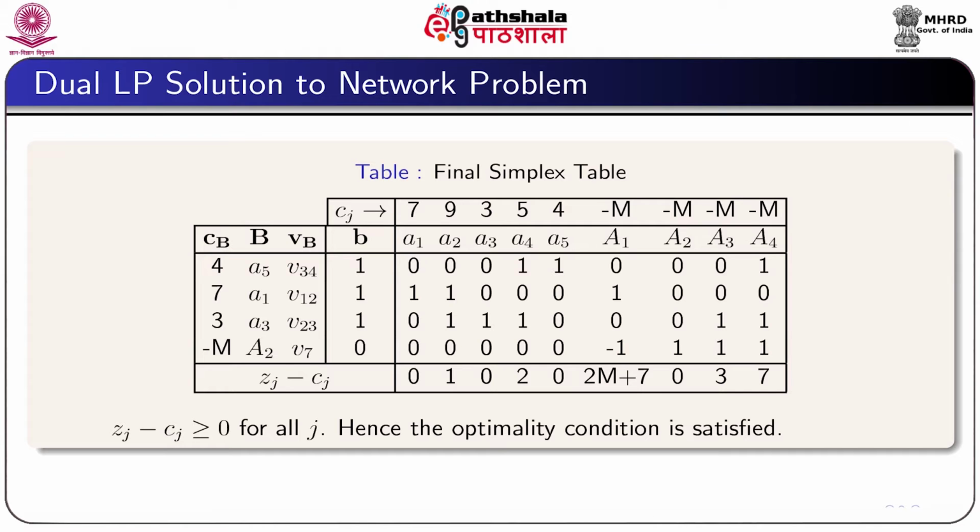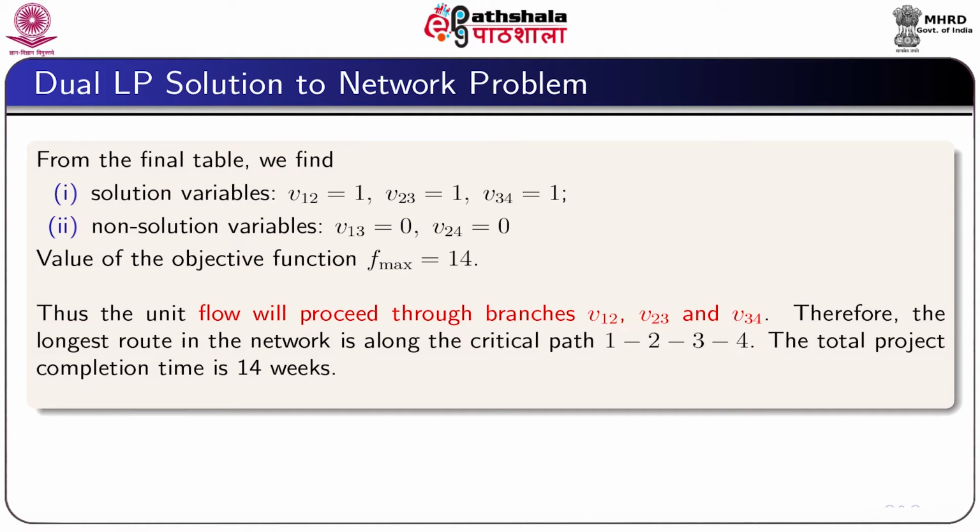And from the final table, we read the solution as v12 equal to 1, v23 equal to 1, v34 equal to 1, and the non-solution variables are v13 equal to 0, v24 equal to 0, and the value of the objective function f max is equal to 14. Thus, the unit flow will proceed through the branches v12, v23 and v34. This means that the longest route in the network is along the path 1, 2, 3, 4, which is clearly the critical path, and the total project duration is 14 weeks.